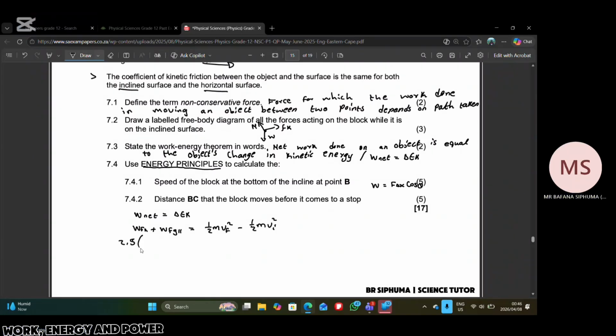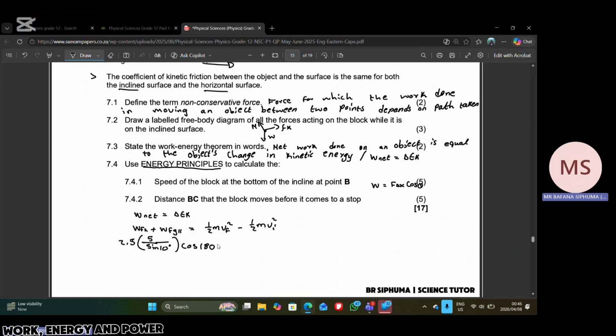2.5 multiplied by 5 over sine of 10 degrees. Then multiply by cos 180. It should be 180, because friction is doing negative work. It is opposing the motion. So when it opposes the motion, we use 180, and 0 when it is supporting the motion.